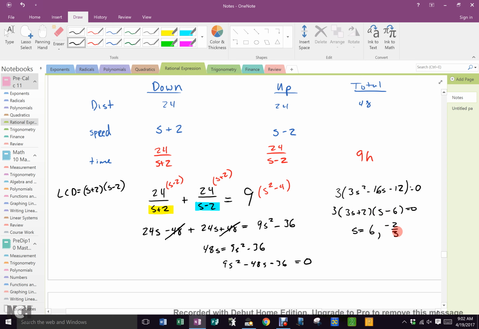Why? Negative speed. If he's paddling at negative speed, now I'm going to use the word velocity. Where's he going? Backwards. So is this possible? No. So it has to be 6.